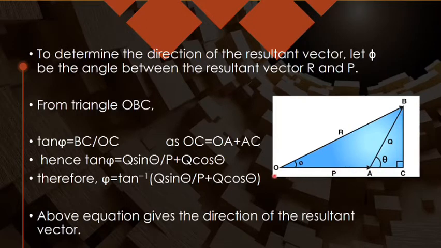The value of OA we know is P. For AC we know it is Q cos theta, and for BC we have calculated that it is Q sin theta. So if I put these values, I can get the value of tan phi, which is BC upon OC. Putting the values of BC and OC, you can write phi equals tan inverse of Q sin theta divided by P plus Q cos theta. So this is the equation for the direction of the resultant vector.